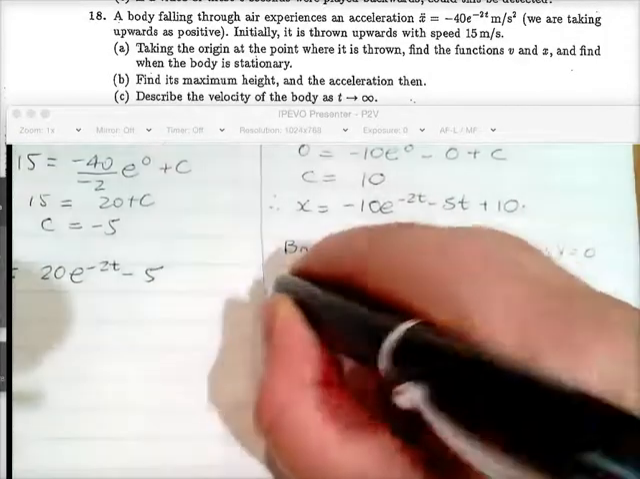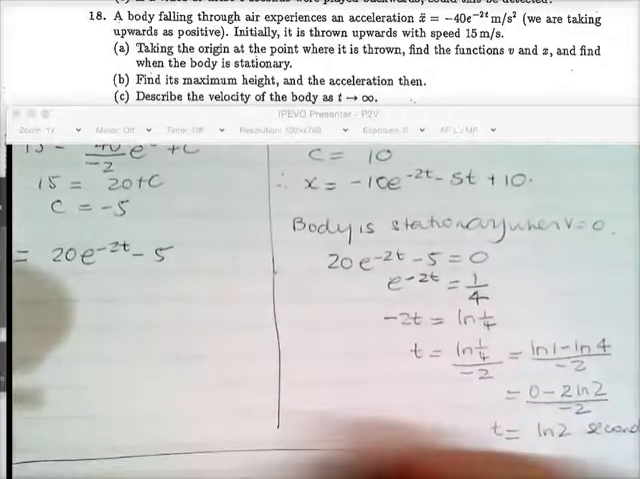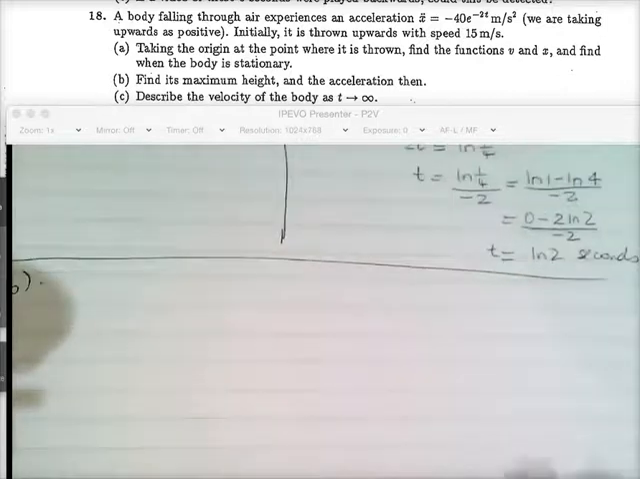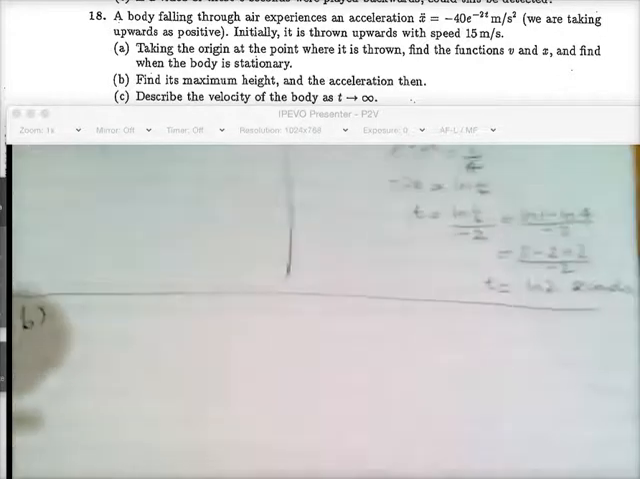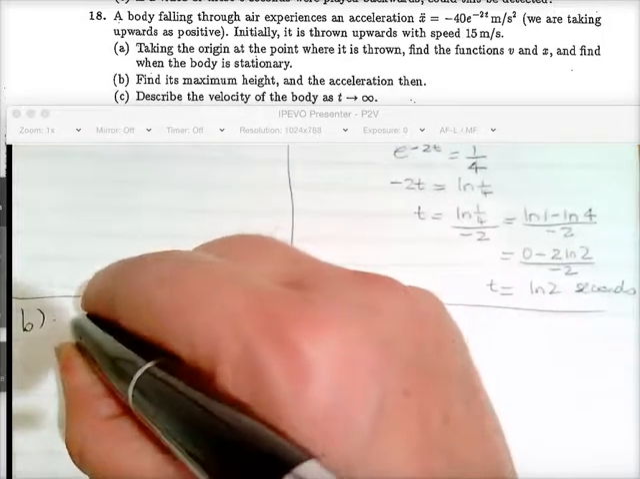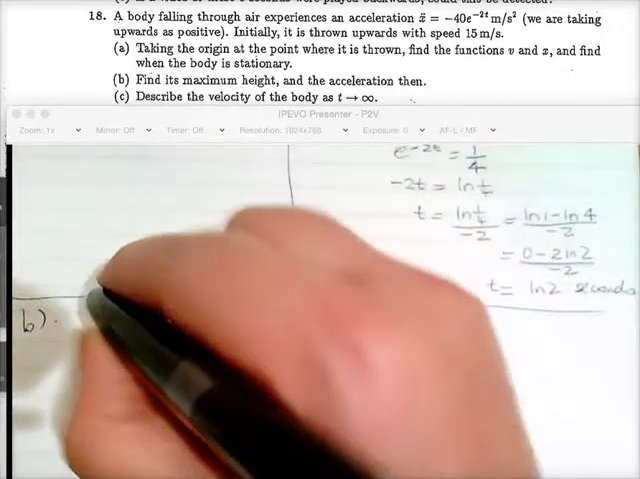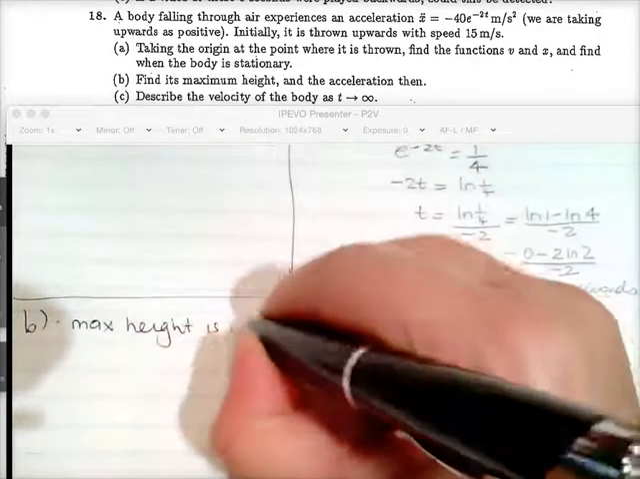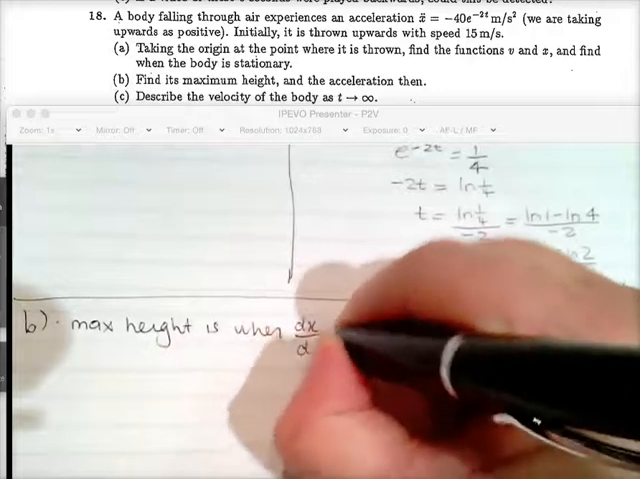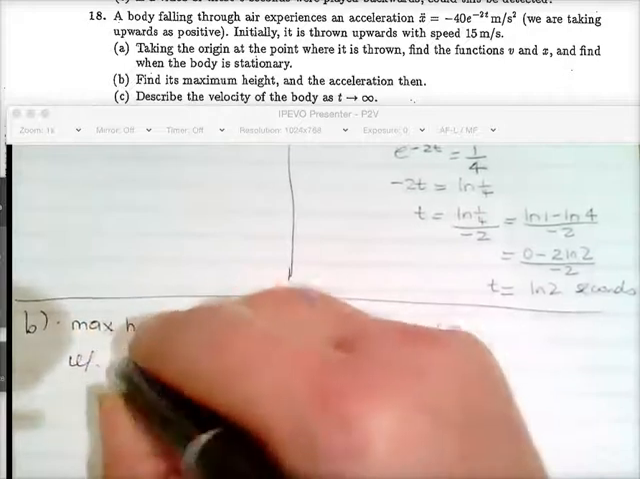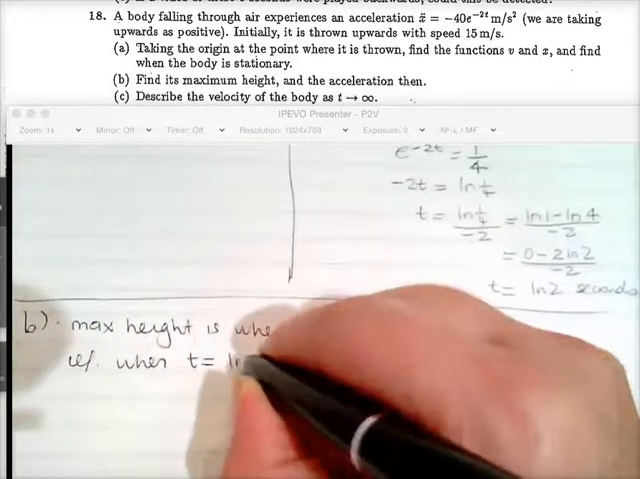Okay, that's part A. Part B is to find the maximum height and the acceleration then. So for maximum height, you want to maximize the height. Maximum height is when dx/dt is 0. That is when v equals 0, which is when t is equal to ln 2.